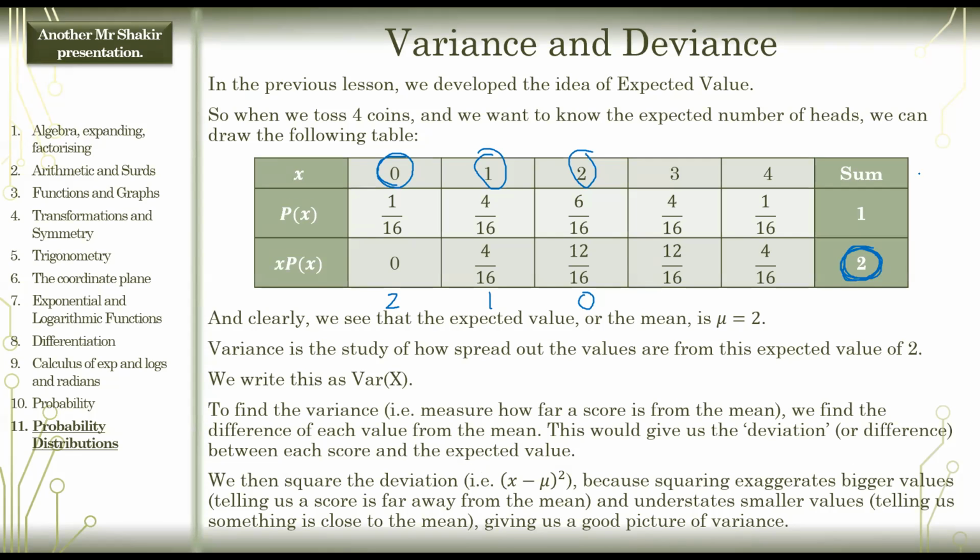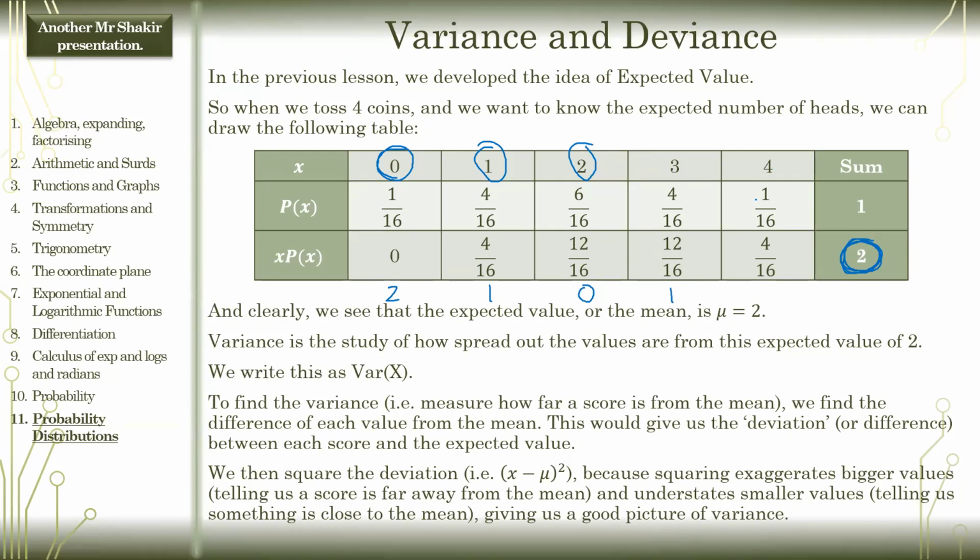What about the 3 and 4? Yeah, obviously we do it for those as well. What's the difference between 3 and 2? 1. What's the difference between 4 and 2? 2. And then we'll square these. We'll square these and we'll get 4, 1, 0, 1, 4. And notice how the scores which are really far away got exaggerated.